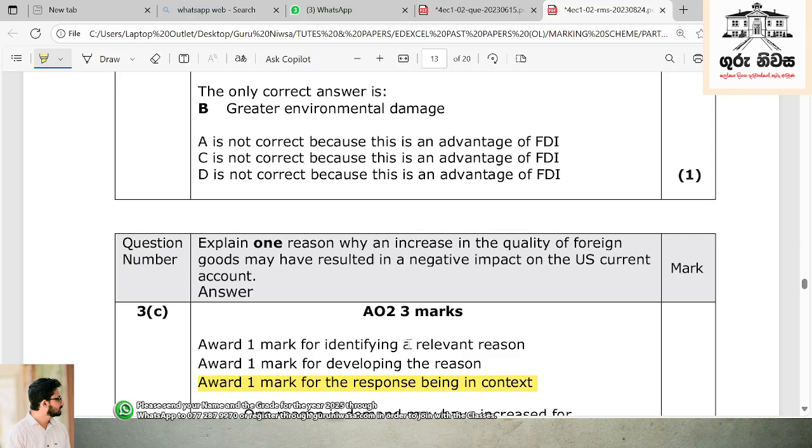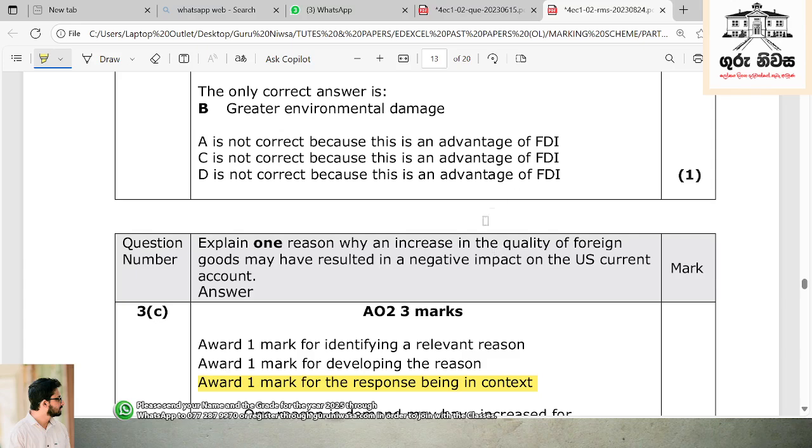And for domestic products, and it increases the imports of foreign goods. So that's all I wrote. Okay. Then finally, you should connect this final sentence with the question. Then you can say, it will result in a negative impact on the US current account. It means a negative impact on the current account means a deficit.